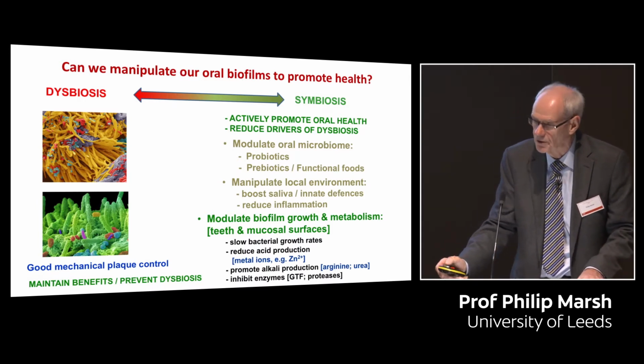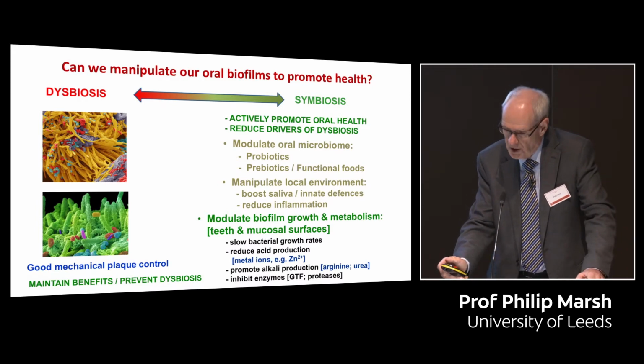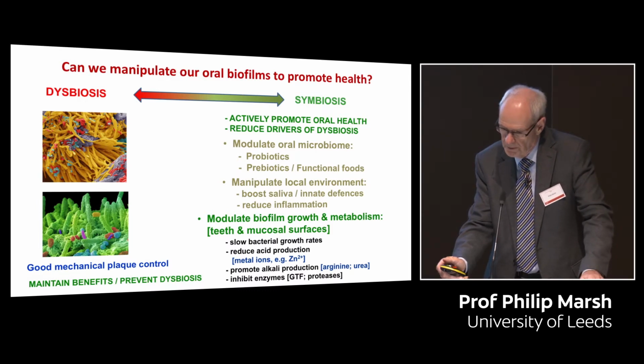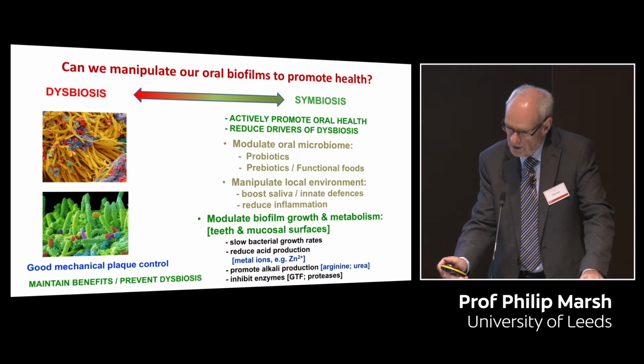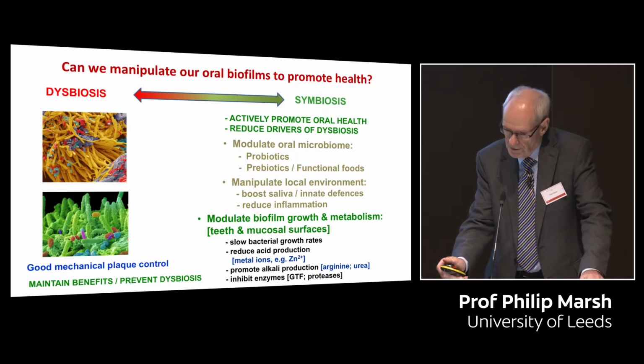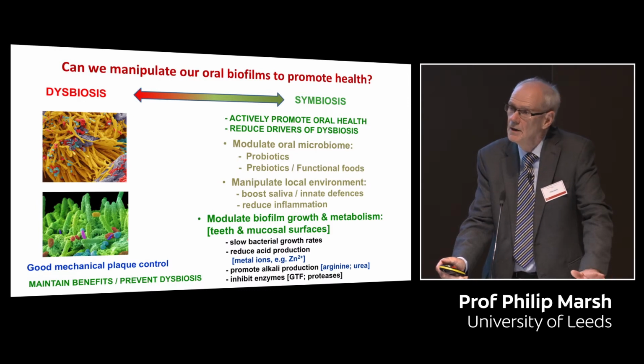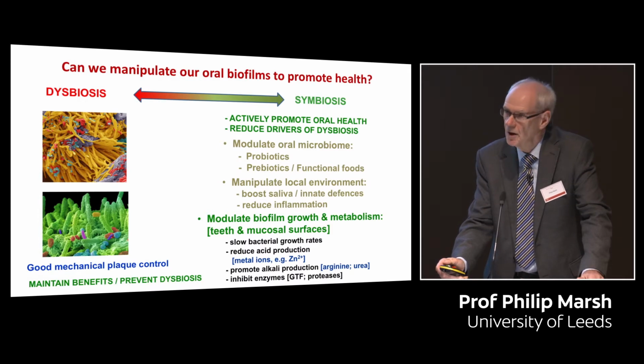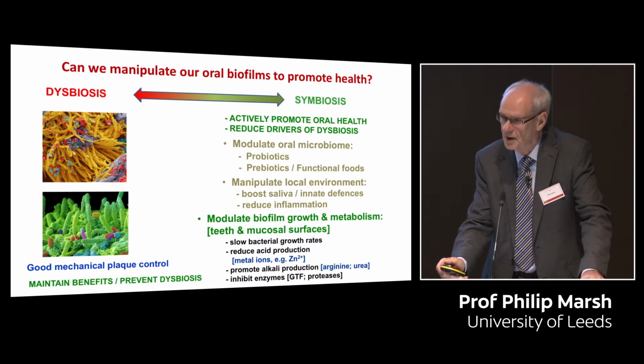And it's been my contention that if you're able to merely slow bacterial growth without killing organisms, that could be beneficial in a dynamic situation like the mouth. And certainly reducing acid production, for example, using metal salts such as zinc, or promoting alkali production with arginine or urea would again help to mitigate against the effects of acid production. And again, some compounds can have an effect not by killing organisms, but by inhibiting enzyme activities, including proteases.